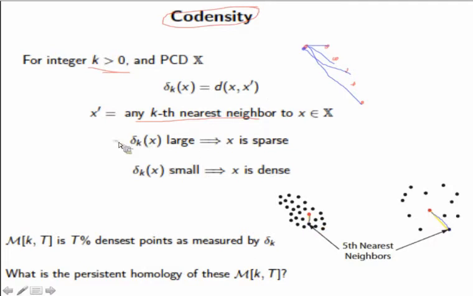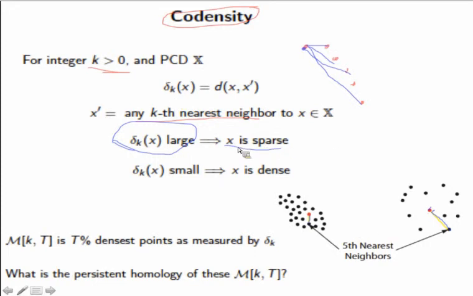If my delta sub k, if this distance is large, then I would imagine my x is probably sparse because I have to go further and further away. Now it is quite possible if I added a couple more points, some points that are very close to here, then maybe my delta sub k is actually small and the 6th point could be very far away. That can happen. But if you do this for a number of different points for a number of different k's, it does give you an idea.